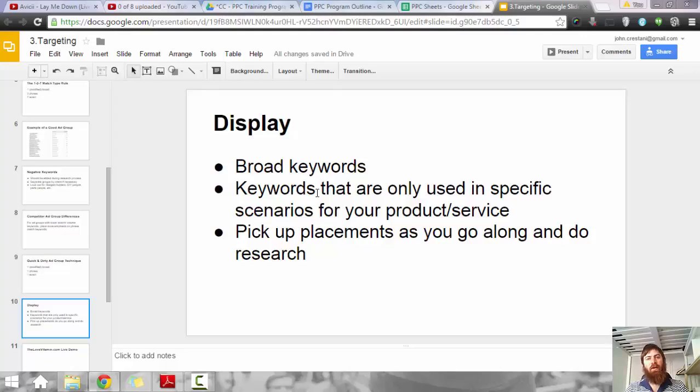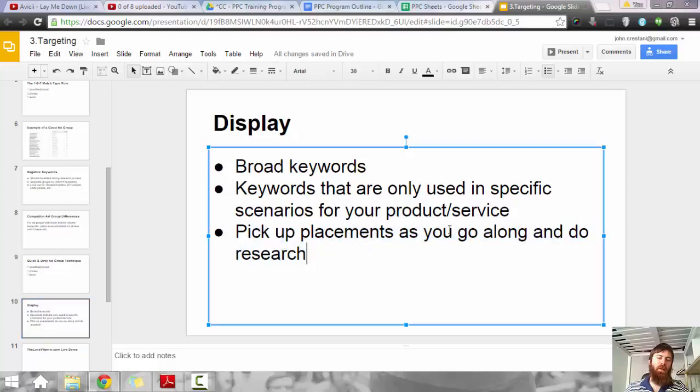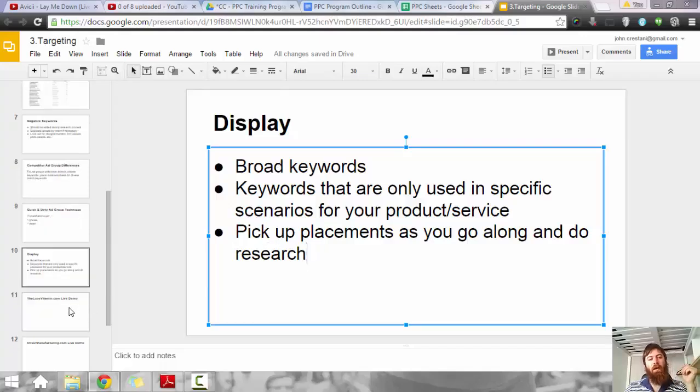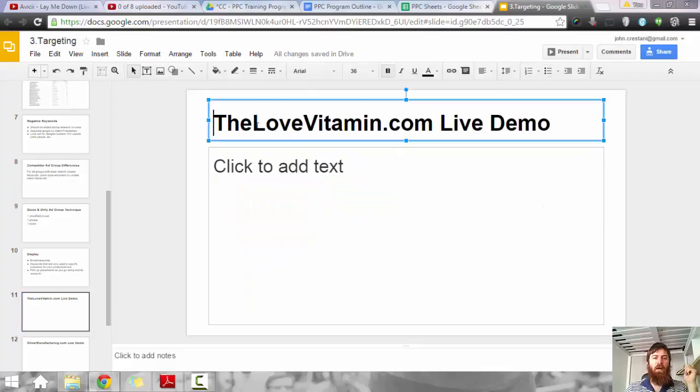People don't use those words very often if you're selling home refinance plans. People aren't using the term refinance or mortgage very often in other cases. Another thing I like to do is pick up placements as I go along and do research for my ad groups, and I'll show you how that works. I'm going to try to do this all within an hour. I'm going to do a live demonstration of building out campaigns for the Love Vitamin first.